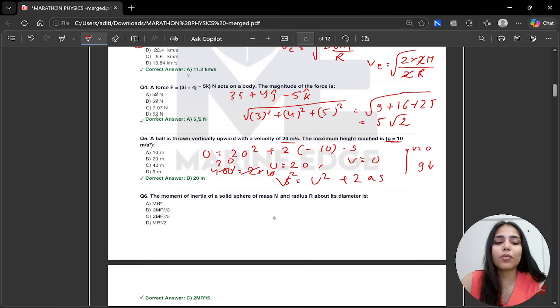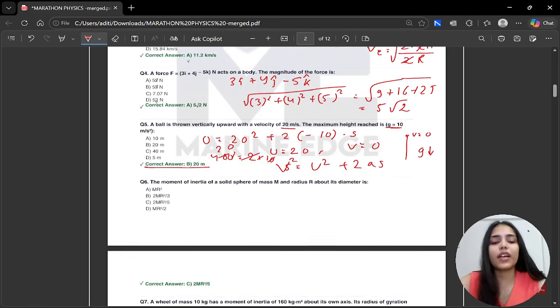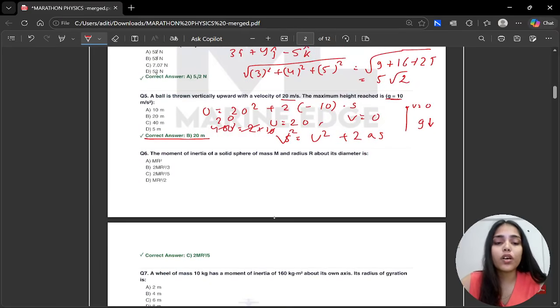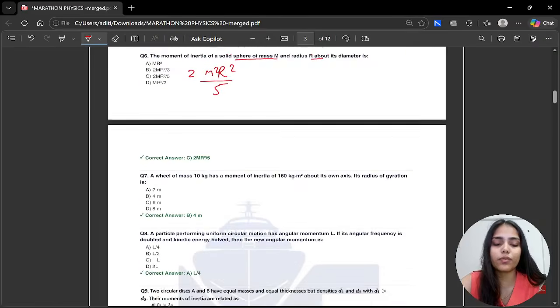So that gives us maximum height as 20, right? Next. Now, moment of inertia of a solid sphere of mass m and radius r about its diameter. What is the formula for moment of inertia? 2mr square upon 5, right? About its diameter. So these are some of the formulas that you must be remembering in your exam hall, right?